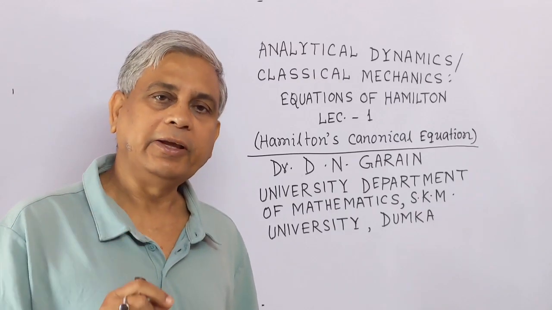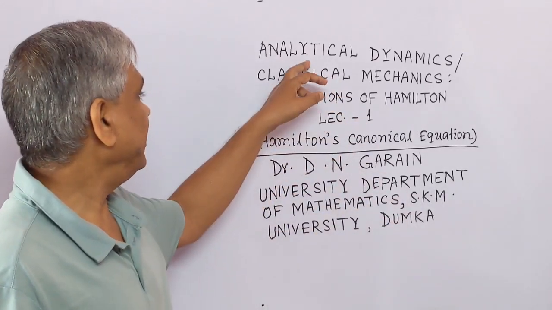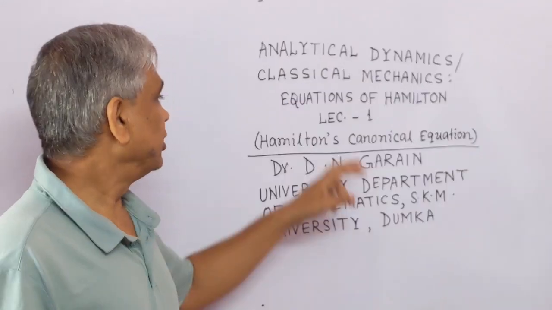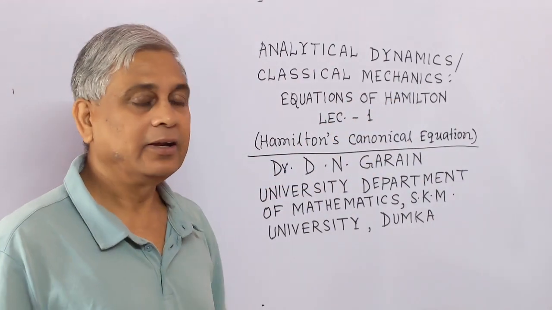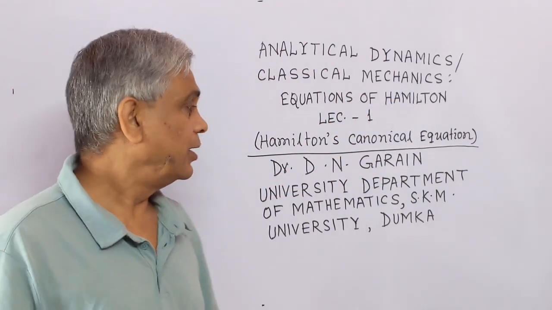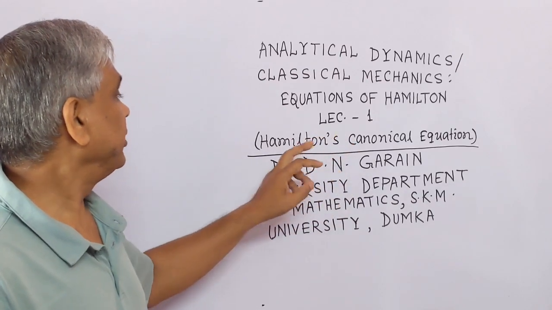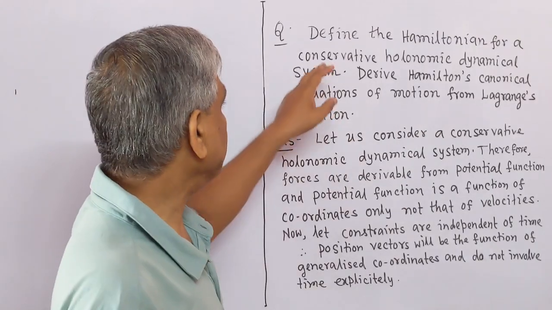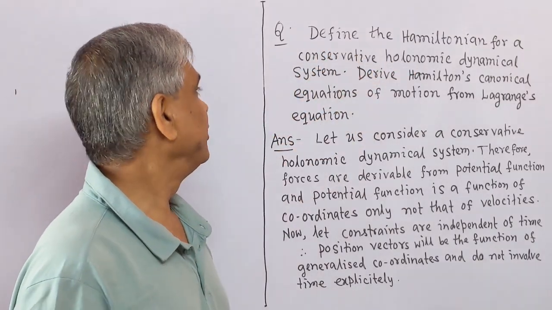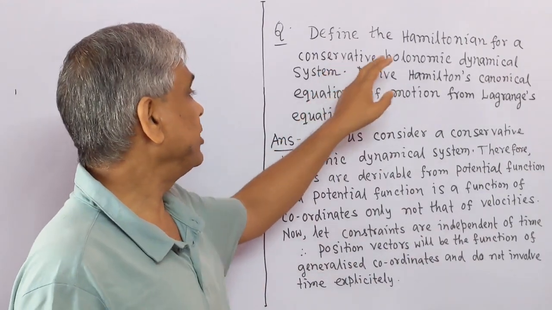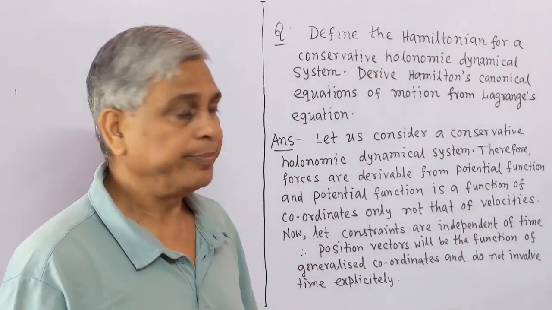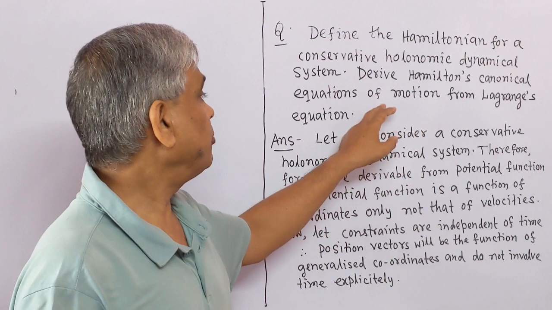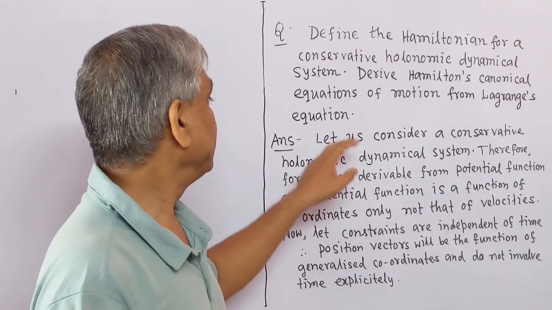Today, I will deliver a lecture on analytical dynamics or classical mechanics, chapter Equations of Hamilton, lecture number 1, in which I will derive Hamilton's canonical equations. Now we solve the question. Define the Hamiltonian for a conservative holonomic dynamical system. Derive Hamilton's canonical equations of motion from Lagrange's equation.